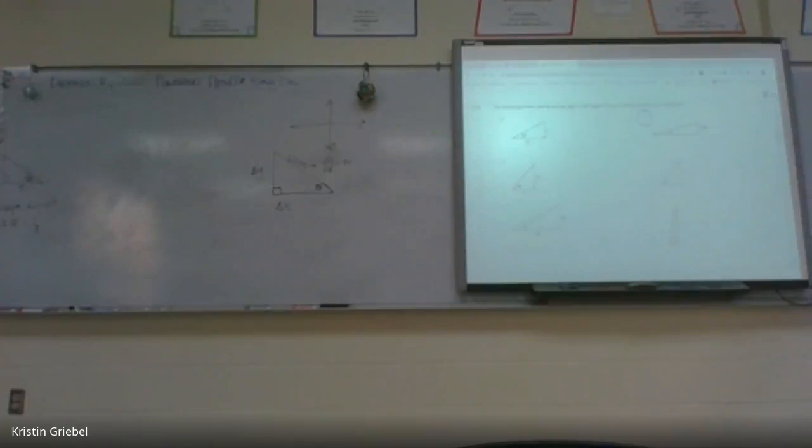Okay, what's the slope of this triangle? No, the slope, like the slope of this triangle. What's the slope of this? So we need to do the y direction on top and the x direction on bottom.